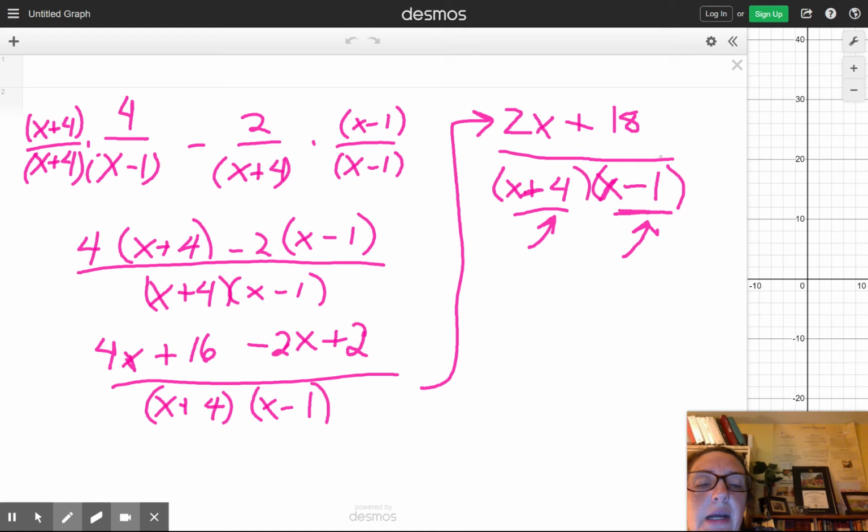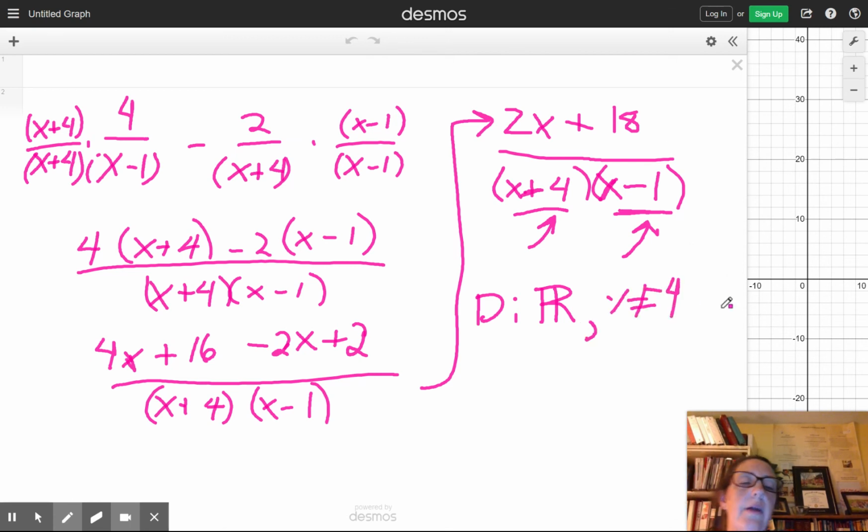So our domain here for this expression would mean all of the real numbers would work for x, any real number, except x cannot equal negative 4 or 1. Okay, so our answer is 2x plus 18 over x plus 4 times x minus 1, but we must exclude negative 4 and 1 from the domain.